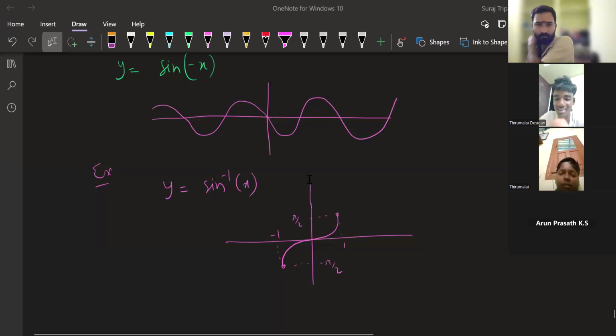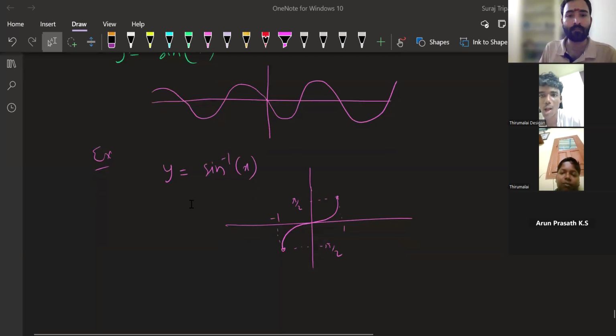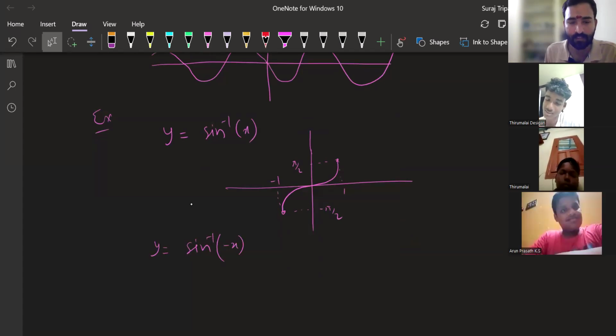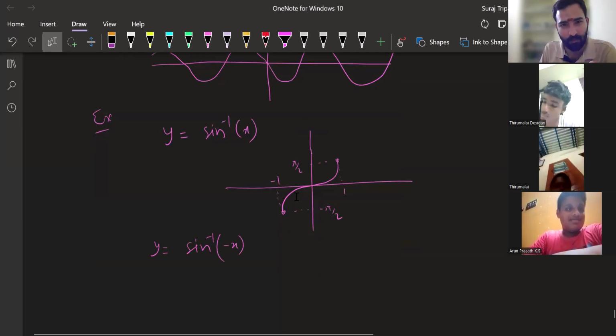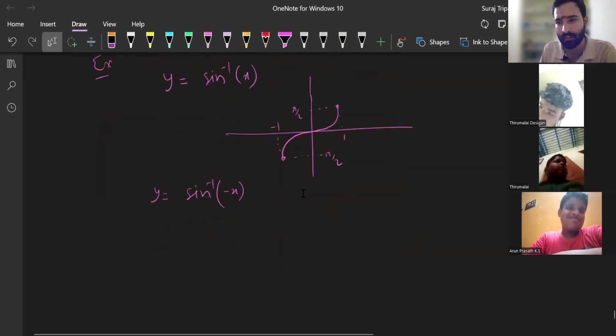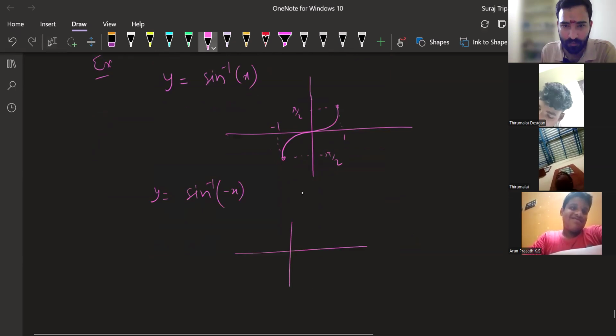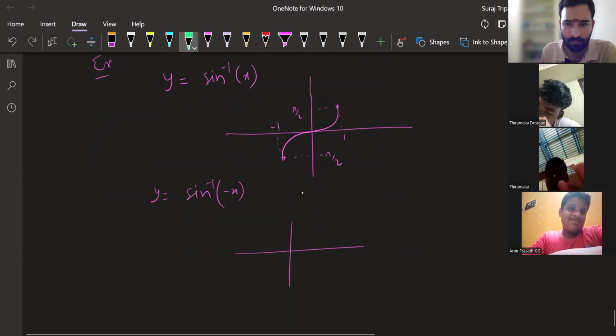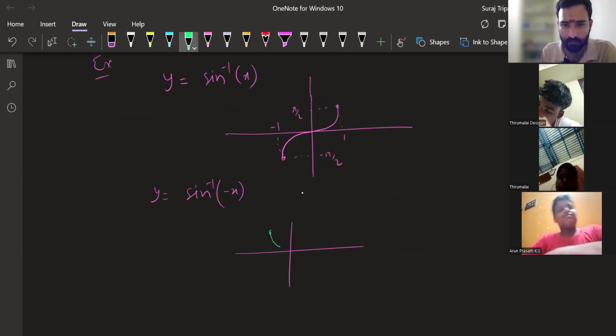Now see. This is the graph of y equals sine inverse x. To draw the graph of y equals sine inverse of minus x, we have to take reflection of all this portion along the y-axis. So the new graph will become like this. Right? This is the graph.